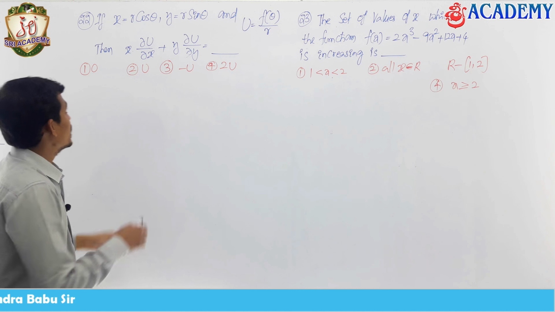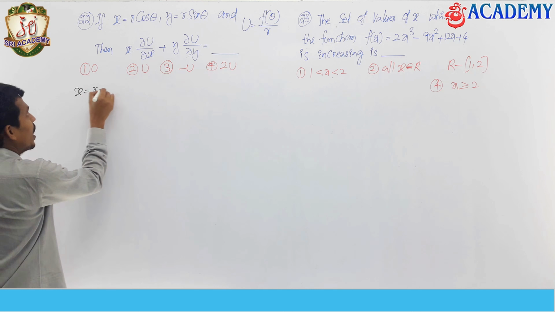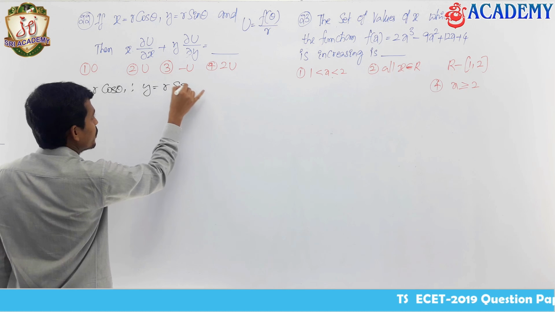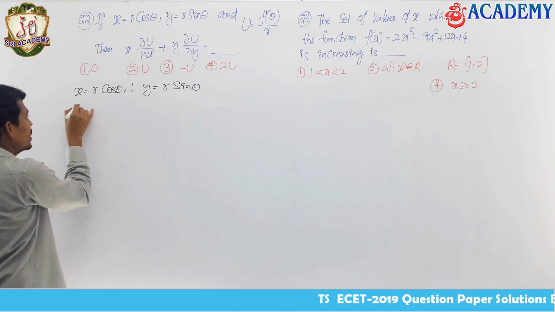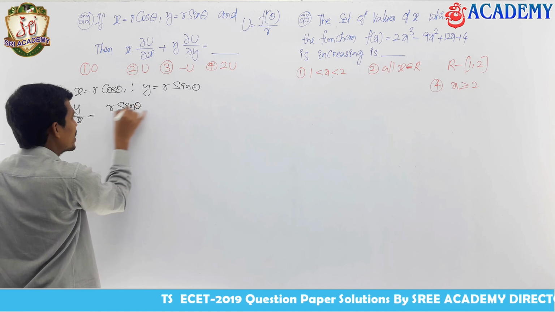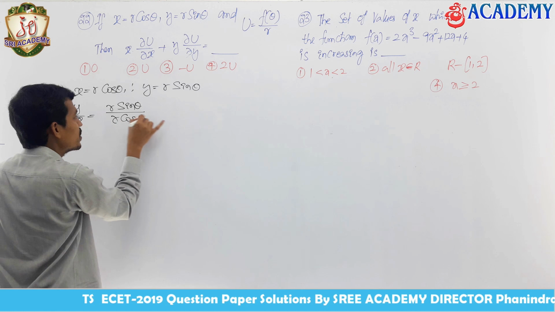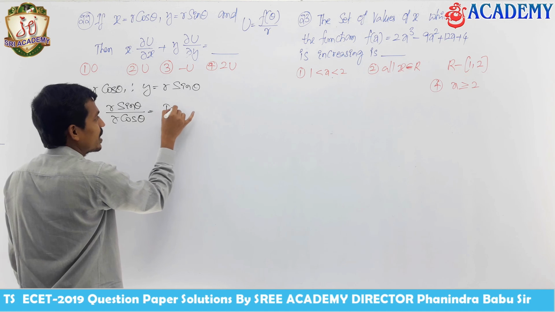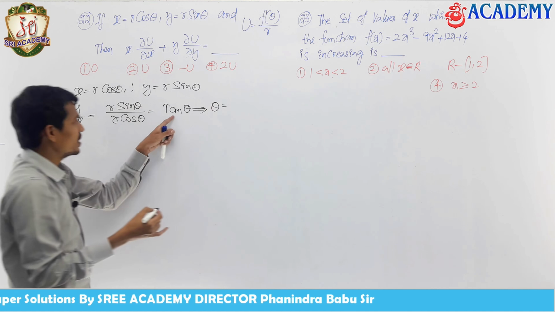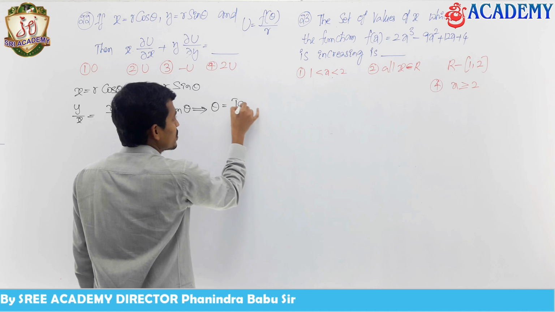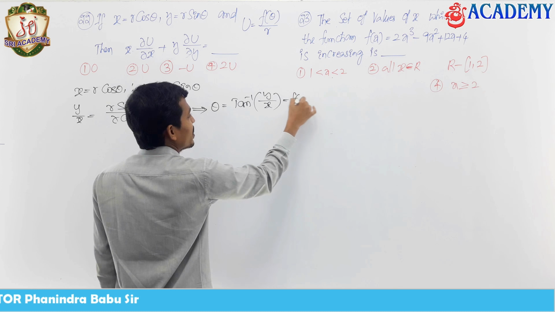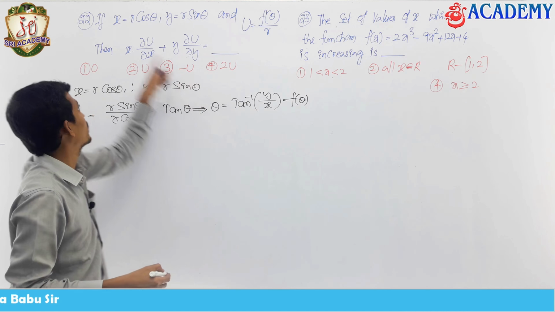I am writing here x is nothing but r cos theta and y is nothing but r sin theta. From here I am writing y by x is nothing but r sin theta divided by r cos theta. The r is going to be cancelled, sin by cos is nothing but tan theta. From this one I am getting theta. Theta is nothing but, if I take tan to this side, tan inverse of y by x. This is going to be a function of theta. That is, we defined theta by using these conditions.